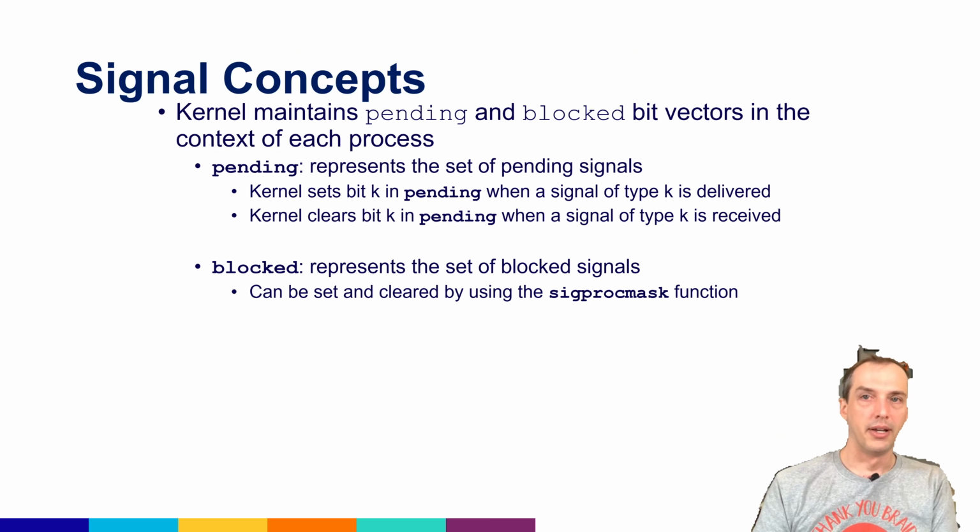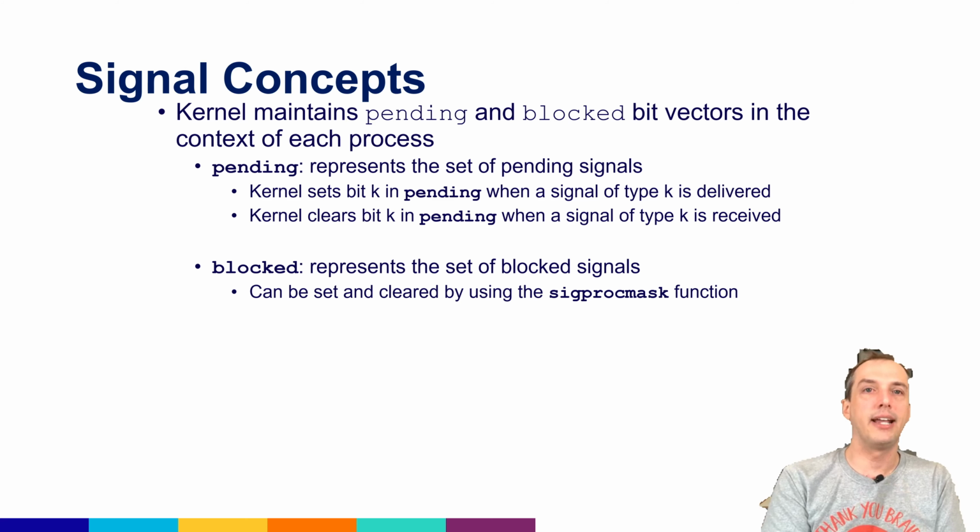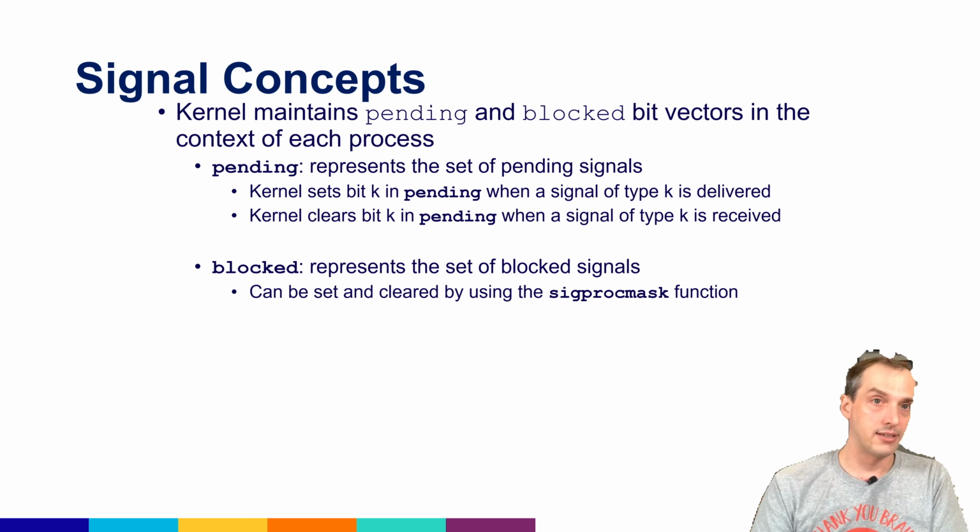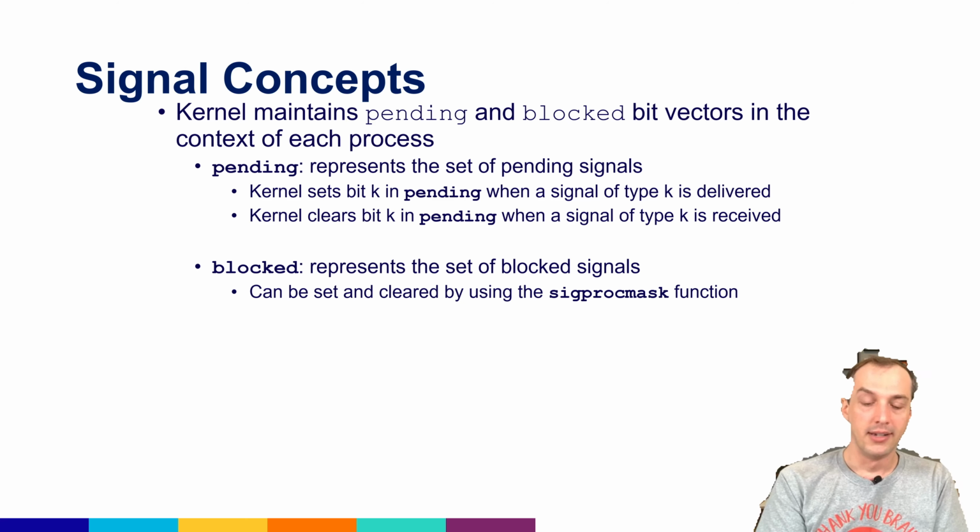Okay, now, how signals actually get delivered. This is probably the next main section of the video right here. The kernel is going to maintain these pending bit vectors and blocked bit vectors for every single process. Each bit corresponds to an individual signal, and they're bits. They can be set to 0, which means there's no signal pending. They can be set to 1, which means there's a signal pending.